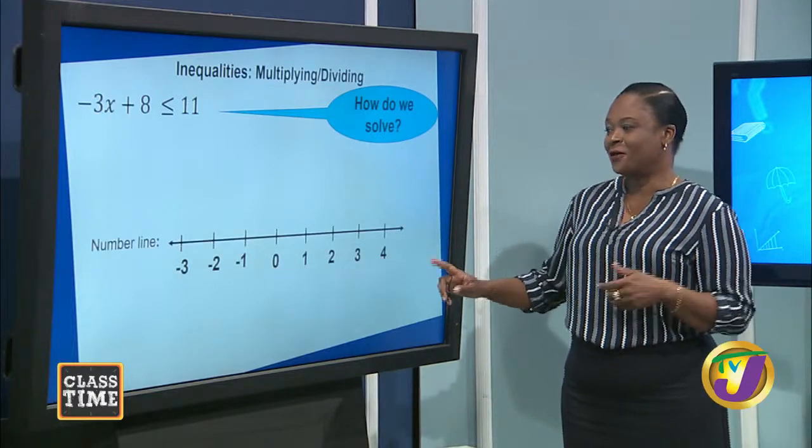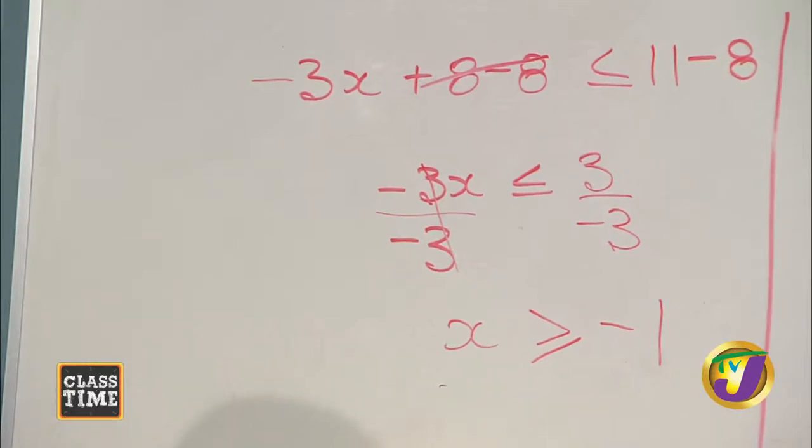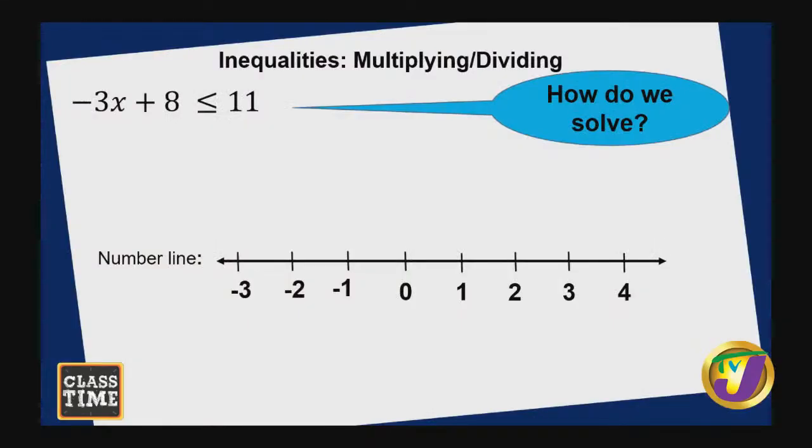And of course, our number line, just to clarify our understanding: which of the dots will we use again? Because we have greater than or equal to, we will be using the closed dot. Therefore, the solution for this inequality can be found anywhere right of the negative 1.